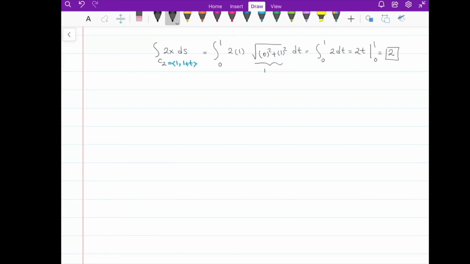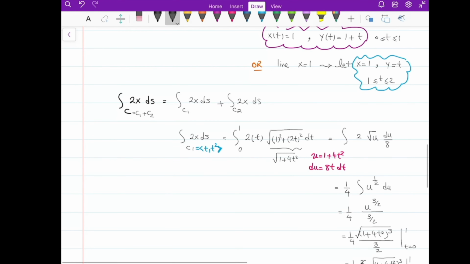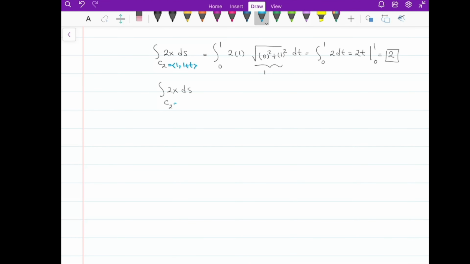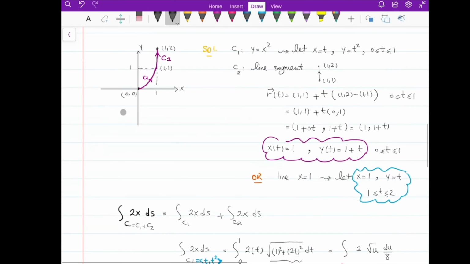I can use the other parameterization, which was what? The other one that we discussed is 1 and t, with t between 1 and 2. Let's see what we get. So this one is 1 and t, and then t was between 1 and 2. Why it was between 1 and 2 is just because we wanted to go from this point to that point, and the parameter t is the second coordinate. The second coordinate is between 1 and 2. That's why t is between 1 and 2 here.